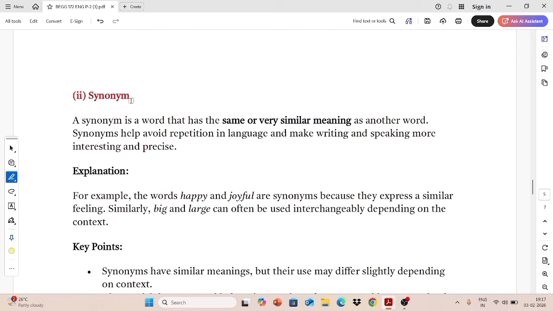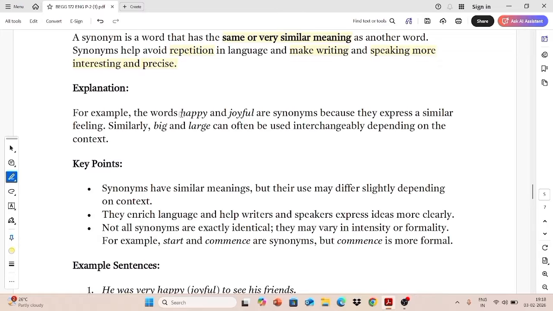Next, we'll understand the term synonyms. Synonyms means having the same meaning. A synonym is a word that has the same or very similar meaning as another word. Synonyms help avoid repetition in language and make writing and speaking more interesting and precise. For example, the words happy and joyful are synonyms because they express a similar feeling. Similarly, big and large can often be used interchangeably depending on the context.